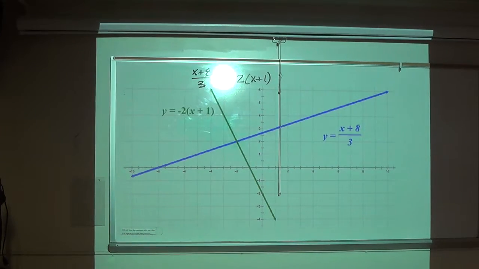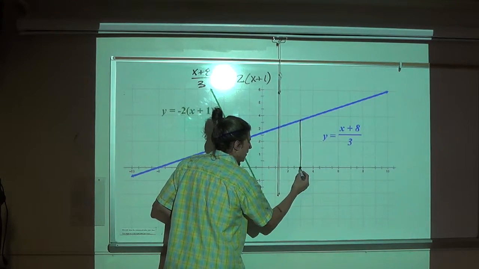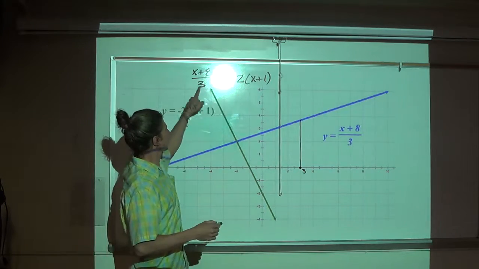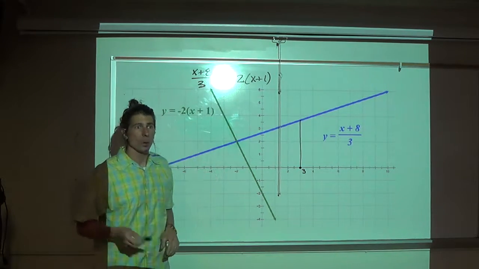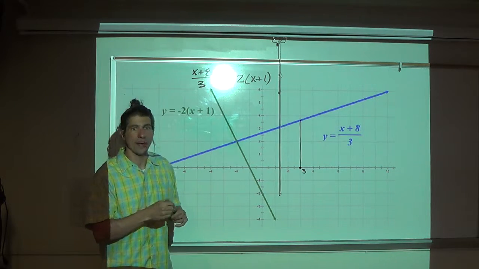You can do all your Lego manipulatives to both sides. But you can also get it from a more holistic point of view. We don't have to solve this manually. We can use the graph. For example, is x equals 3 a solution of this equation right here? No. Why is it not a solution of that equation?